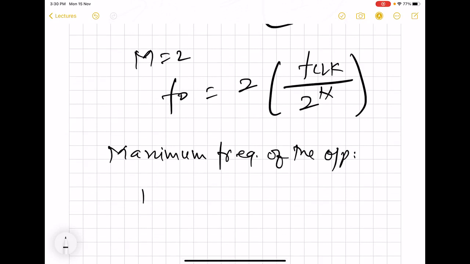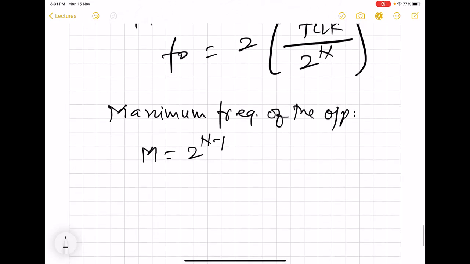So for this case, we will take M is equal to 2 raised to the power n minus 1. So we will have to take a minimum of 2 samples so that we can produce this sinusoid in a more legitimate way using the Nyquist criteria. So the f max that we can have is 2 raised to the power n minus 1.